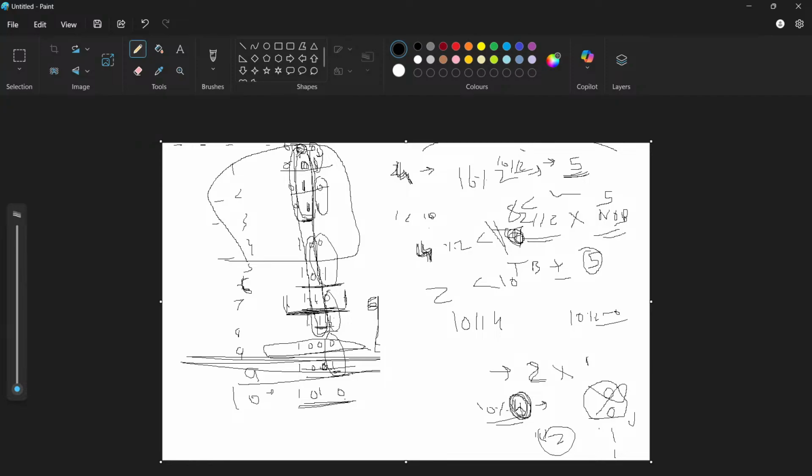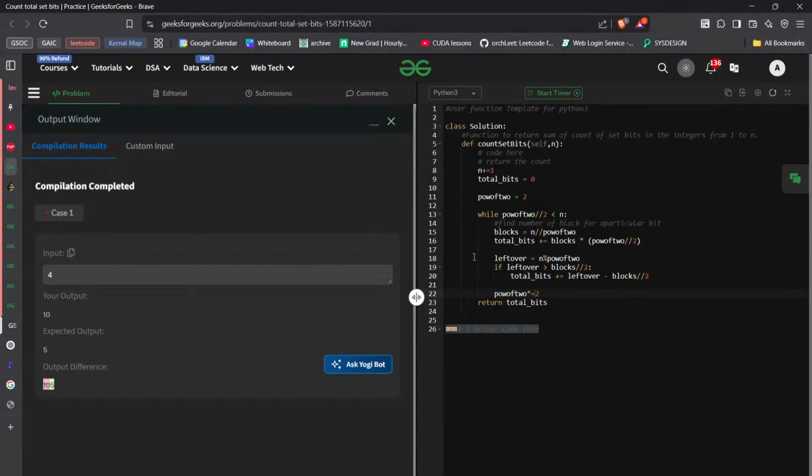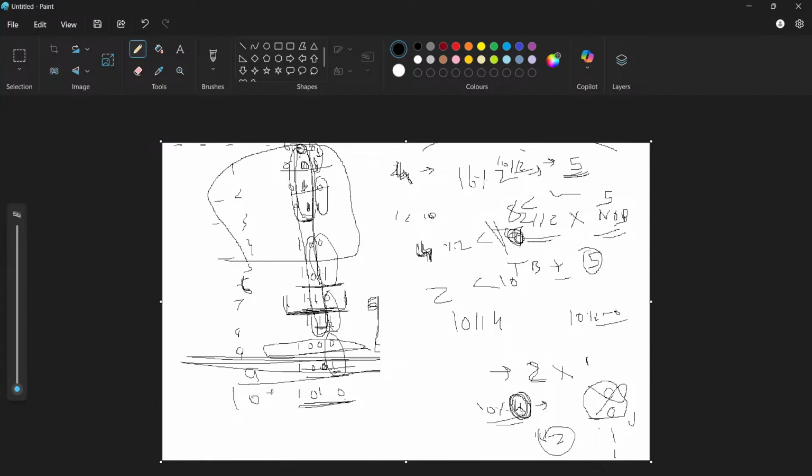Now our block size is 4. Power of 2 is multiplied by 2. 4 divided by 2, 2 is less than 4, yes. Blocks is equal to 4 divided by 4, 1. So we have 1 block, that is right. Total bits is equal to 1 block of 4 multiplied by 4 divided by 2, that is 2. 1 into 2, 2. Our 2 bits here, this is 1 bit, this is 1 bit, yes, right.